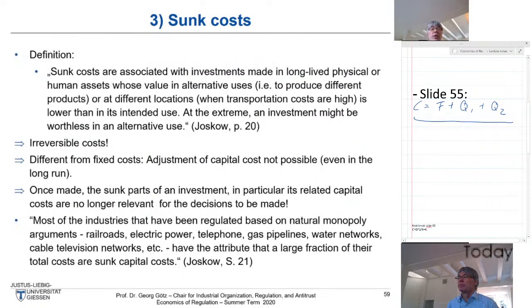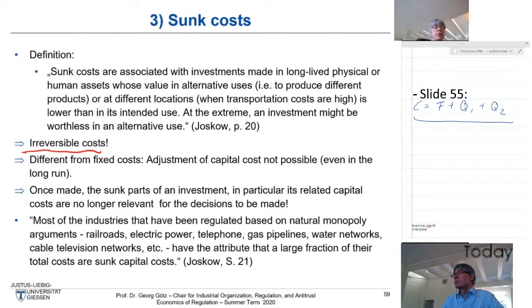Some definitions from Joskow, which we discussed previously. Sunk costs are associated with investments made in long-lived physical or human assets whose value in alternative uses or different locations is lower than in their intended use. At the extreme, an investment might be worthless in an alternative use, and in that sense we have what is called an irreversible cost. Just think of the Eurotunnel. What you have sunk there is lost if you no longer operate the Eurotunnel. Also, for existing nuclear power plants, there are already sunk costs even to dismantle them. These costs are already here, okay?